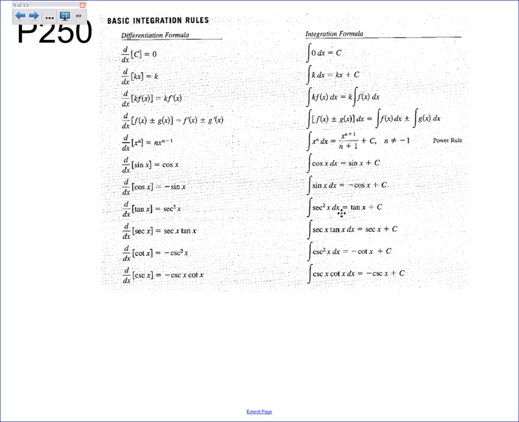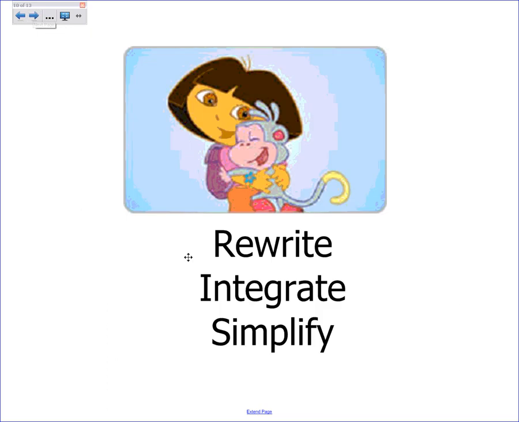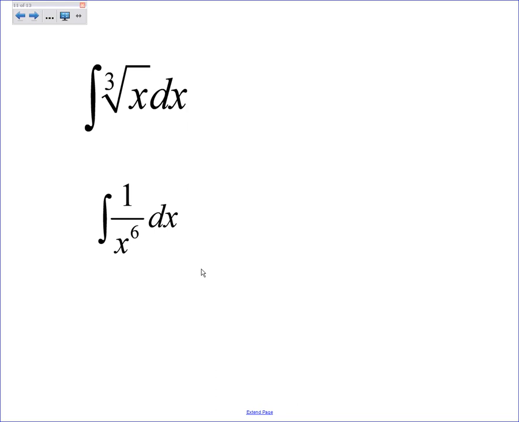With integration, it pretty much just has to fit one of the rules that we have, and I think there are about 19. They're on page 250 in your book, and they're also on your card. There are a few more that we have that aren't here. All right, so rewrite, integrate, simplify.